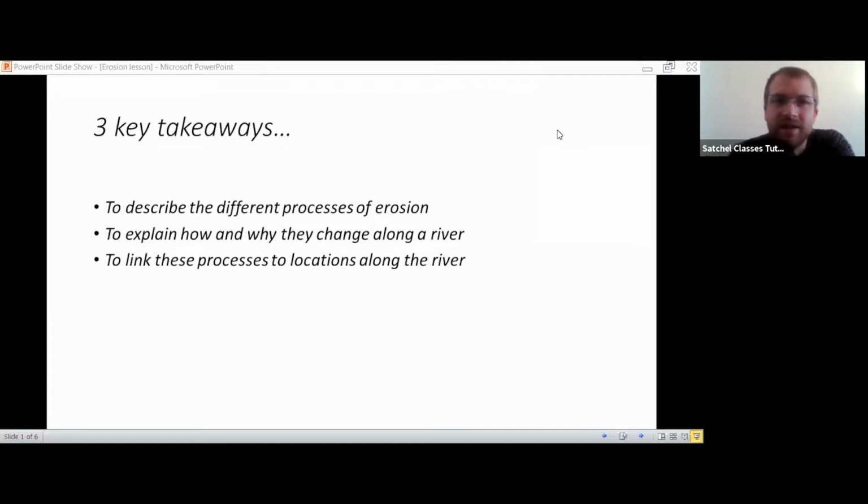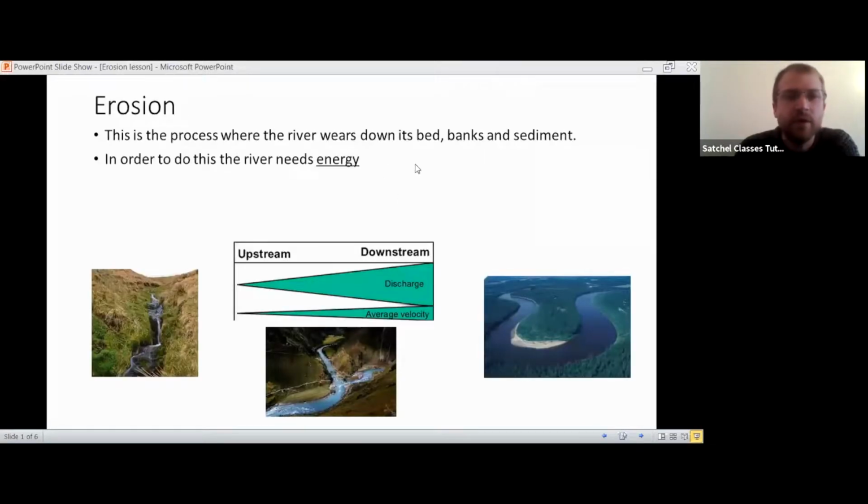So our three key takeaways are to describe the different processes of erosion on a river, to explain how and why they change along a river, and to link these processes to different locations along the river. So if you have a pen and paper, it will be brilliant to jot this down.